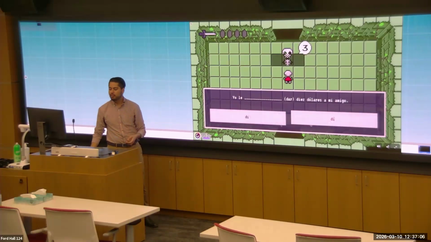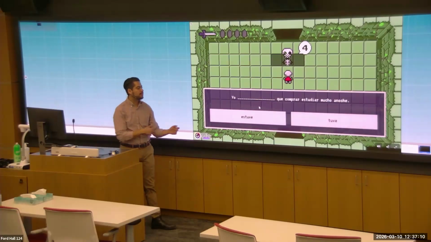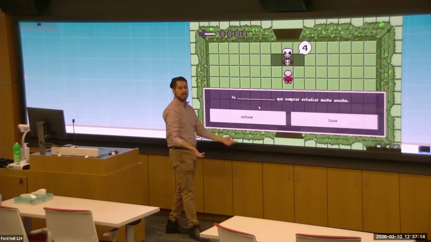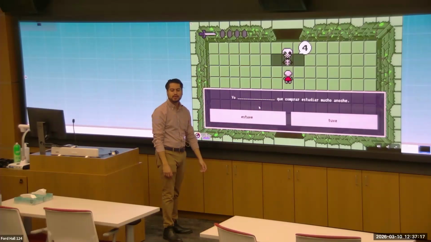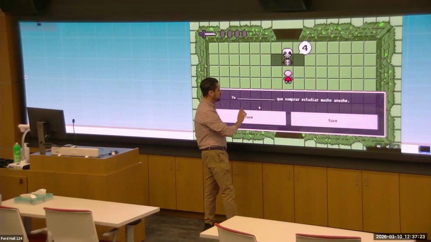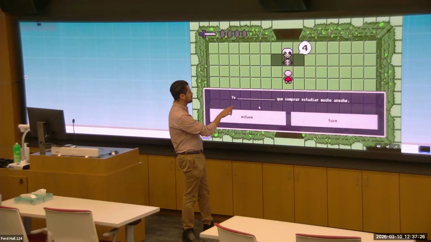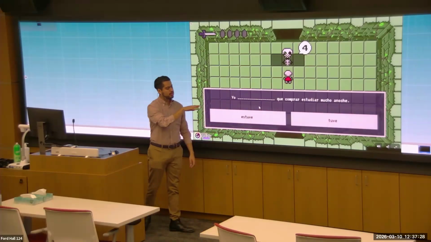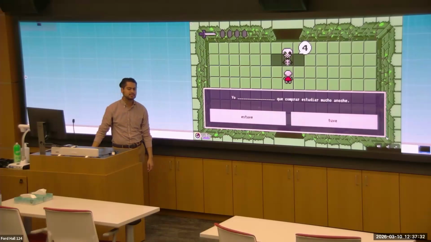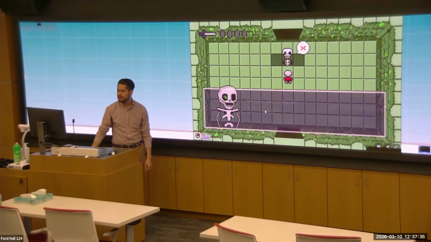So here, more vocab, and then we go into more advanced stuff. Here I don't give them the verb anymore. So, okay, you know your conjugations, but if you don't know vocab, you're going to be lost. Yo que comprar, estudiar mucho anoche. Yo estuve que comprar, yo tuve que comprar, estudiar mucho anoche. Over here, I made a typo on this one, as you can see. None of them make sense. So, exactly, this one, I went too fast.